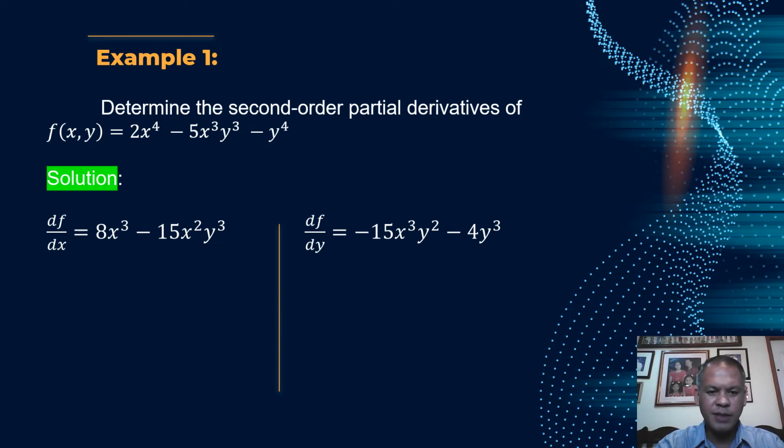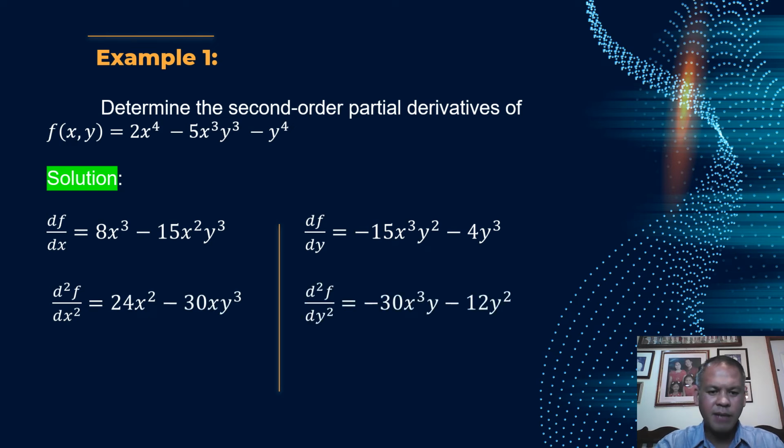Looking at the first term, 2x to the fourth, the derivative of this with respect to y is 0 because there is no y variable. And for negative 5x cubed y cubed, the derivative with respect to y is negative 15x cubed y squared, so we just consider x cubed as a constant. And the derivative of negative y to the fourth is negative 4y cubed. So therefore, the first derivative with respect to y is negative 15x cubed y squared minus 4y cubed.